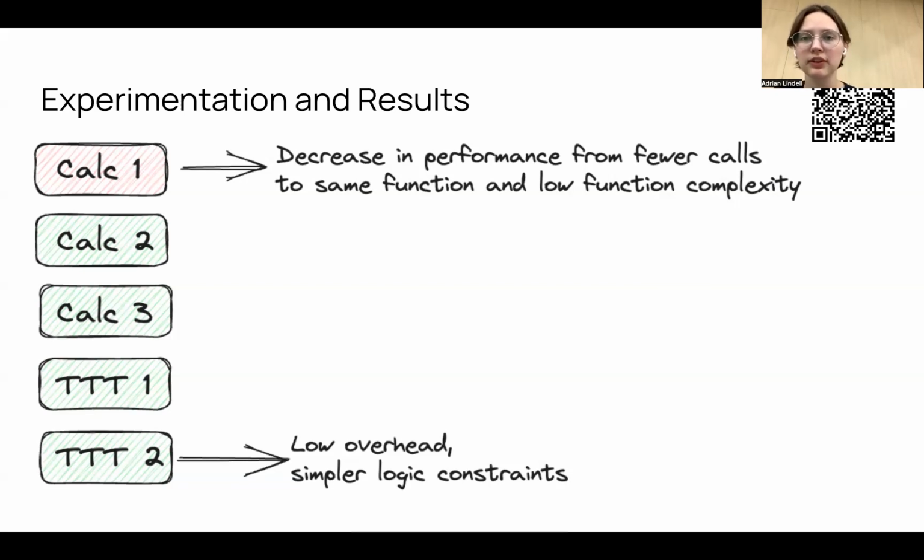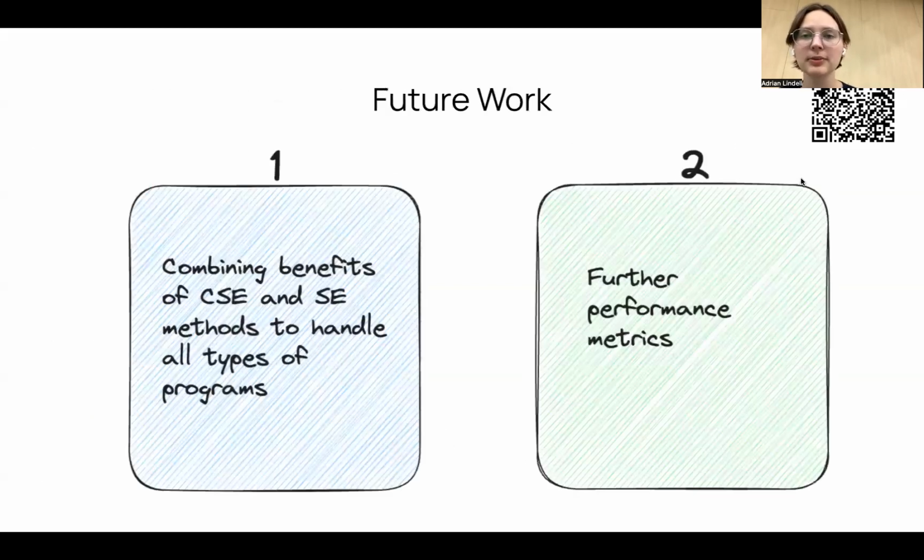As expected from previous work, CSE produced the best results when used with repeated calls to the same functions. Future work should investigate the possibility of combining the benefits of CSE and SE methods to handle all types of programs. Future work should also consider performance metrics beyond execution time and number of calls to the constraint solver to gain a more comprehensive understanding of the limitations of CSE and binary analysis.